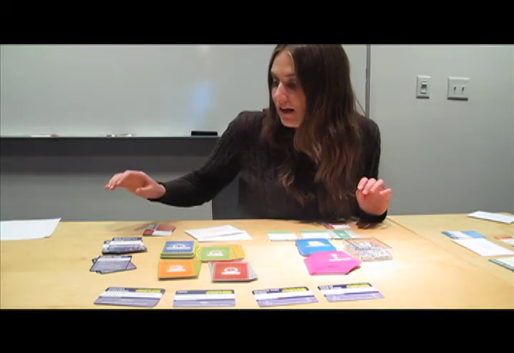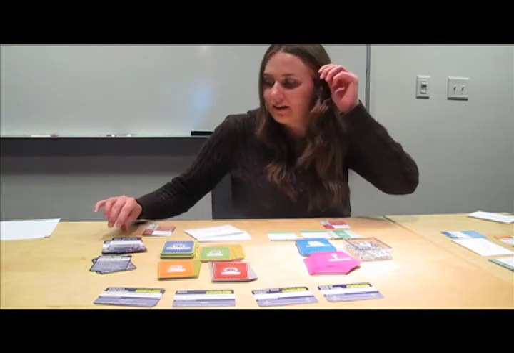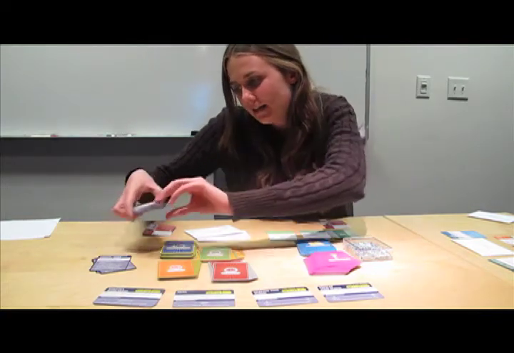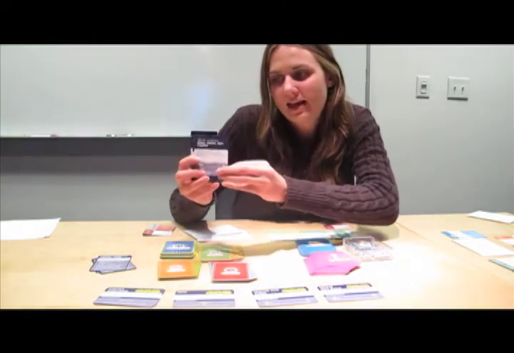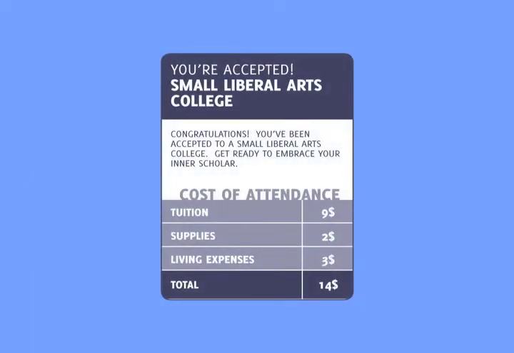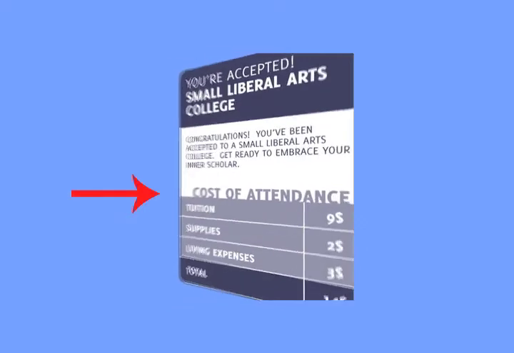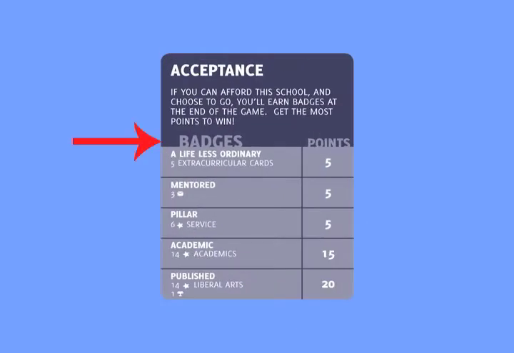You also get an acceptance card. So look in the acceptance card deck, and these are titled by school. And right here, I've got a small liberal arts acceptance card. The acceptance card gives you some details about the school. It tells you how much it's going to cost, and also what kind of badges I can get at the end of the game. We're going to talk about tuition and cost and money and badges a little later.